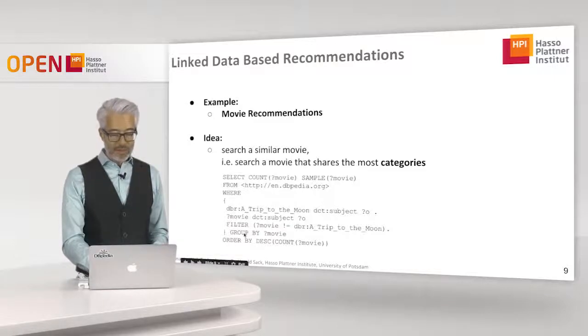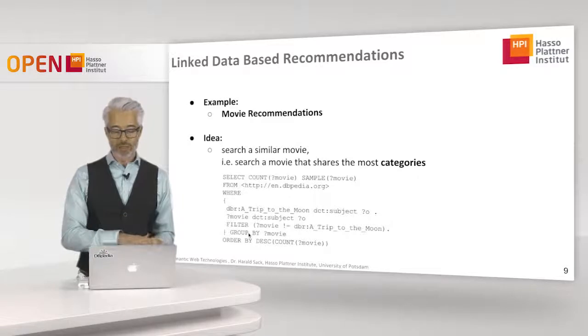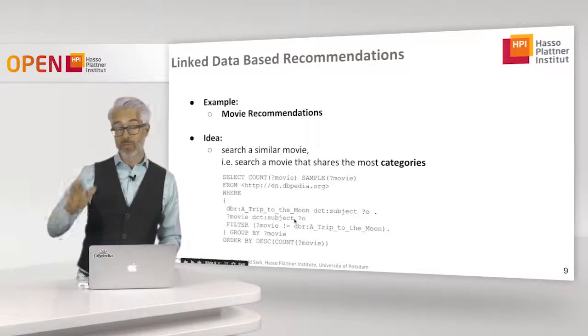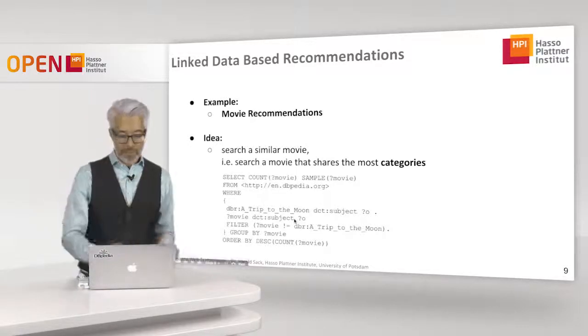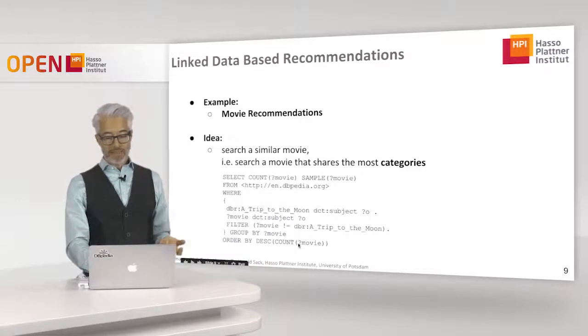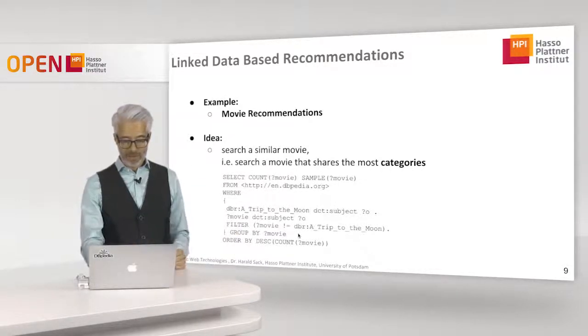And then what we do is we group the results simply by movies. So for each of these categories, we would get a result line, and we want to aggregate this by movie. And then we order our list so that the most shared categories stand on top. And then let's have a look at the result list.